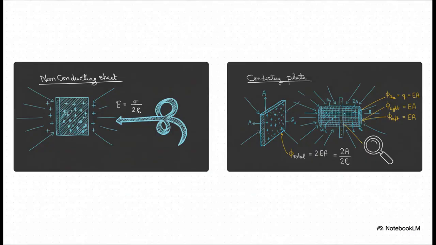Now, this is super important. We've got to understand the difference between materials. Over on the left, you've got an insulator. The charge is basically stuck where you put it. But on the right, with a conductor, those charges are free to move. And since they all have the same charge, they repel each other, right? So they spread out as far as they can possibly get, which means they cover both sides of the plate.